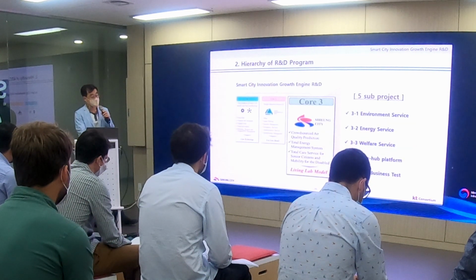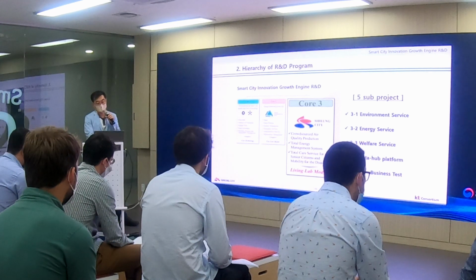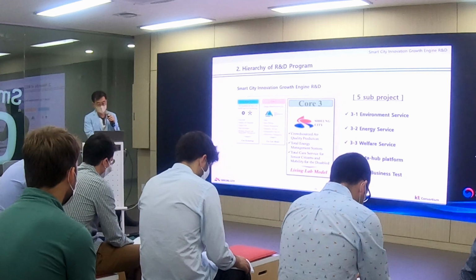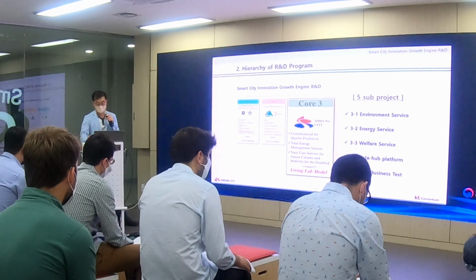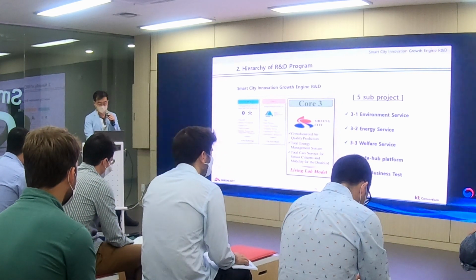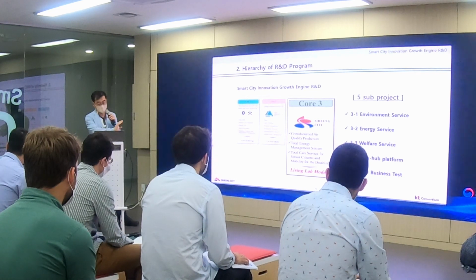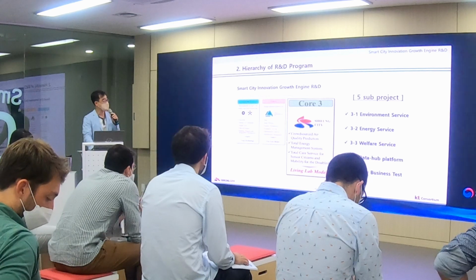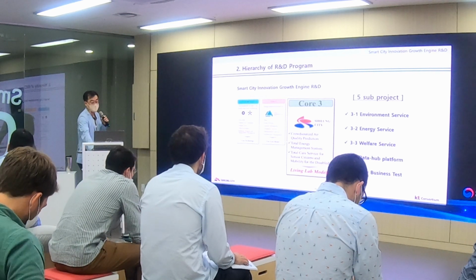This slide shows the hierarchy of the overall R&D project. As we reviewed in part 1, the Siheung project is core 3 and has 5 sub-tasks, from the environment task to the new business task.